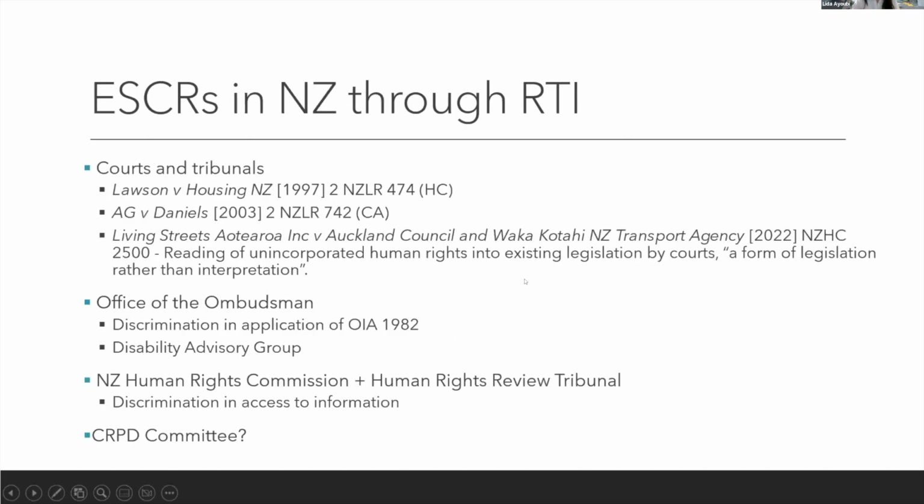But again, this might be something where in the future, this would be extended to economic, social, and cultural rights as well. Now, in New Zealand, what we've seen so far is obviously the lack of domestic protection, but also a lack of willingness from the courts to recognize such a hybrid model. So far, they've been very strict in distinguishing between what's been incorporated and what's not in the New Zealand Bill of Rights Act or the Human Rights Act or any other domestic legislation that incorporates economic, social, and cultural rights.